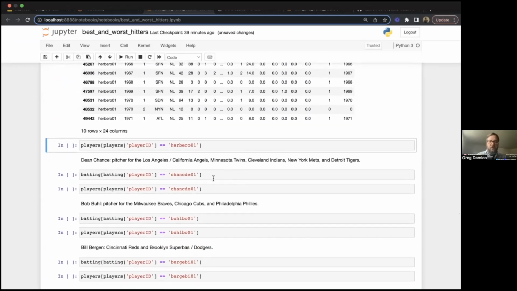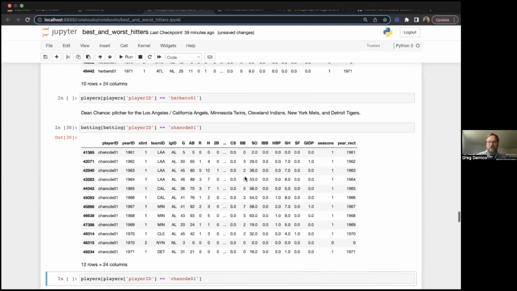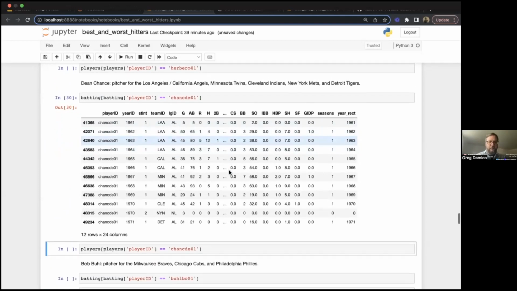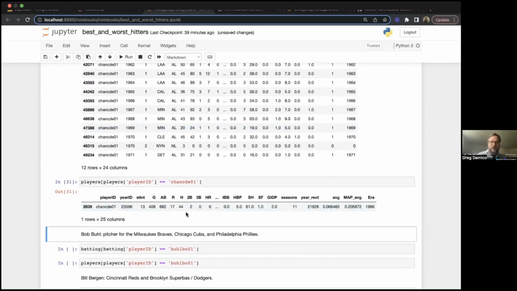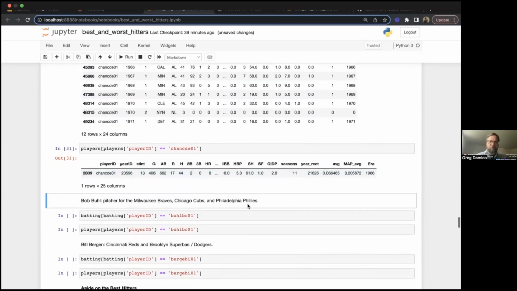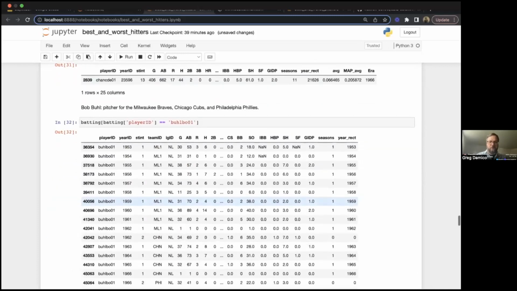Okay. Here's Dean Chance. This is another player's name who showed up early on. Right. 0 for 5, 4 for 65, 12 for 80. Okay. If we want to look at his career, right, 44 hits and 662 at-bats. Pretty bad.